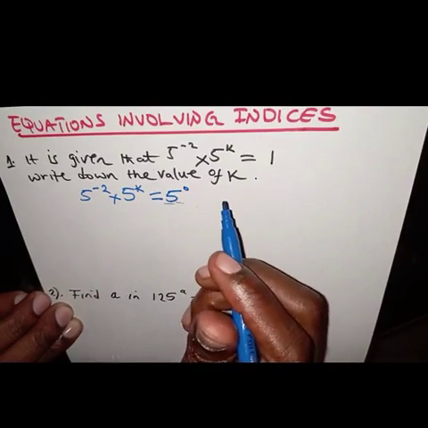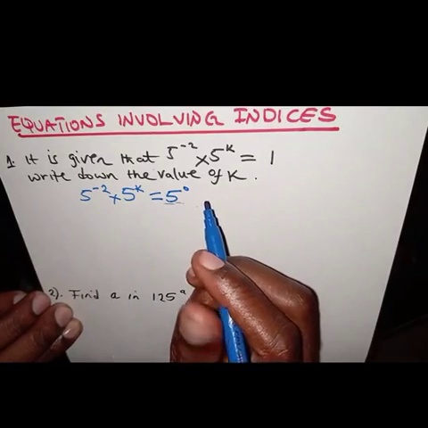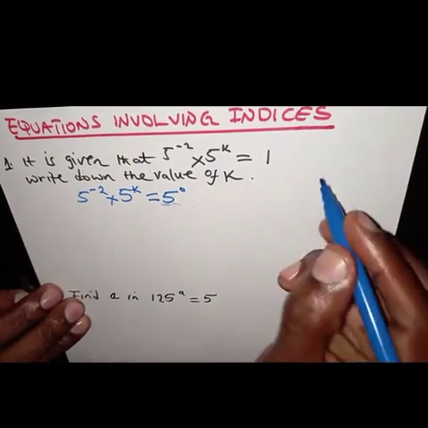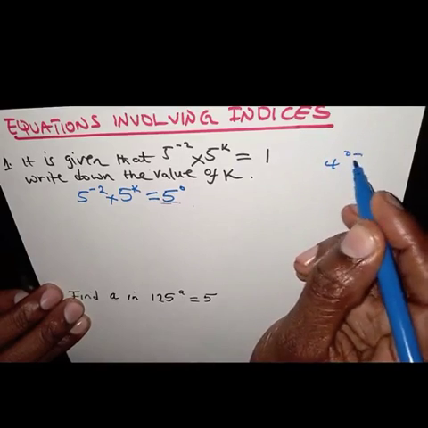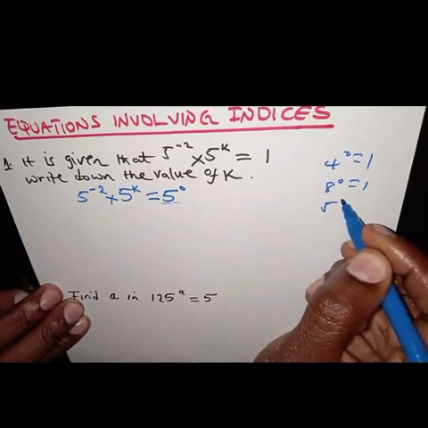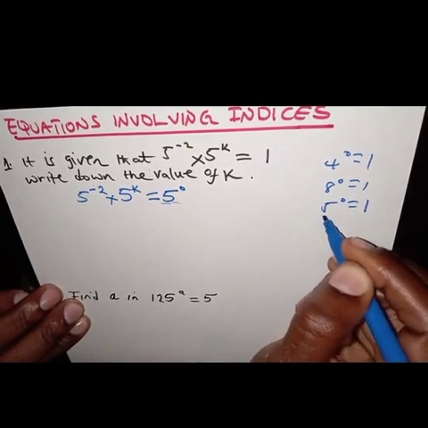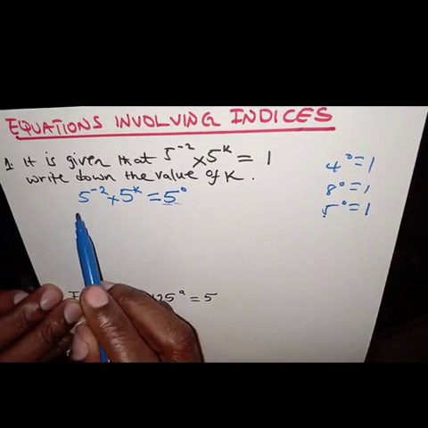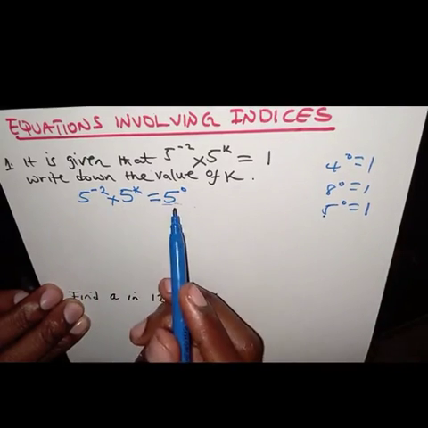We know any number to the power 0, apart from 0 to the power 0, is 1, right? So even if it was 4 to the power 0, we know it's 1. 8 to the power 0, 1. Even this 5 to the power 0, 1. Now we have picked 5 because we know we need to have the same bases on both sides.